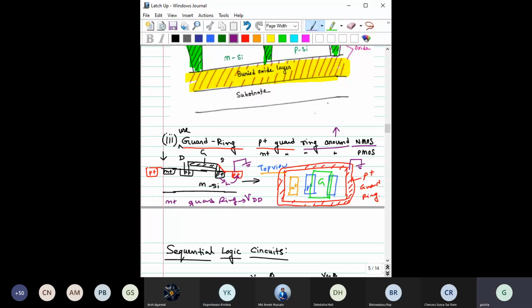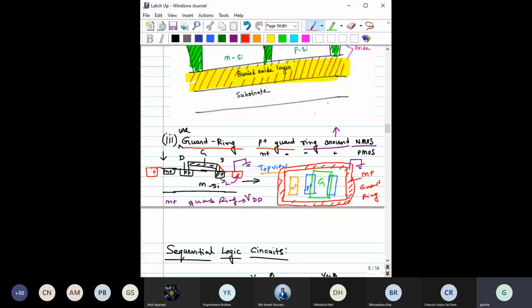Yeah, there is a small correction here. It is good that you have noticed this. So it should be an N plus guard ring. Why is it an N plus guard ring? Let me rectify this. This is an N plus guard ring.